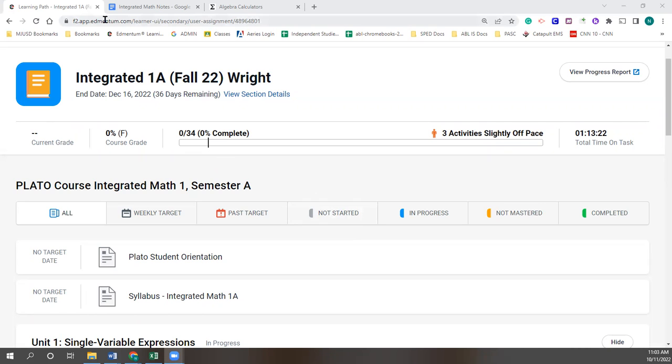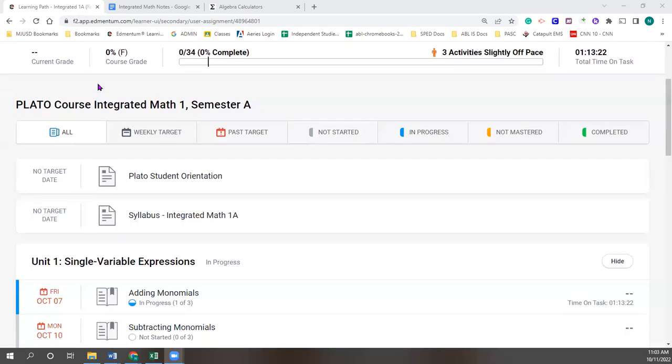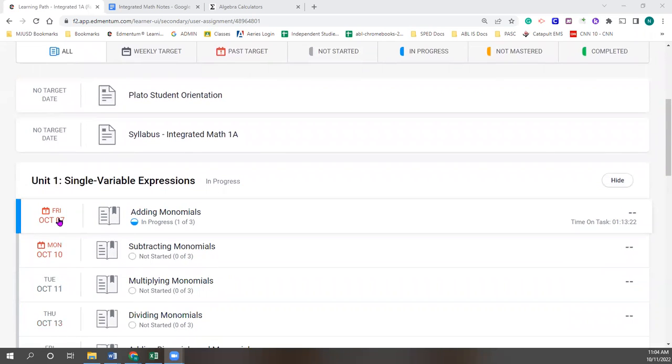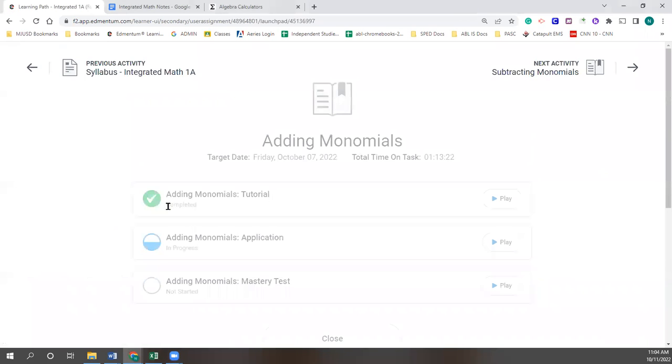So what we have is Integrated Math 1A, and this is my student dashboard. It says I am 0% complete and I am 3 activities off pace because we started by October. This was supposed to be done by October 7th. This is supposed to be done by yesterday. And now we are already on October 11th. So the first tutorial that I'm going to do is called Adding Monomials.